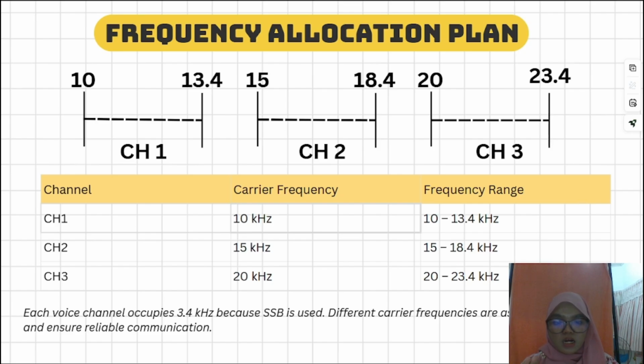Guard bands are provided between the channels, as you can see in the picture, to reduce interference and ensure reliable communication. By combining SSB and FDM, the system can support three voice channels simultaneously while using bandwidth efficiently. This will improve communication reliability during the rescue operation.